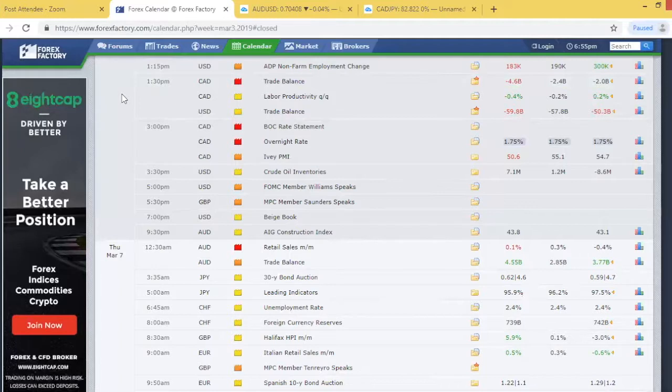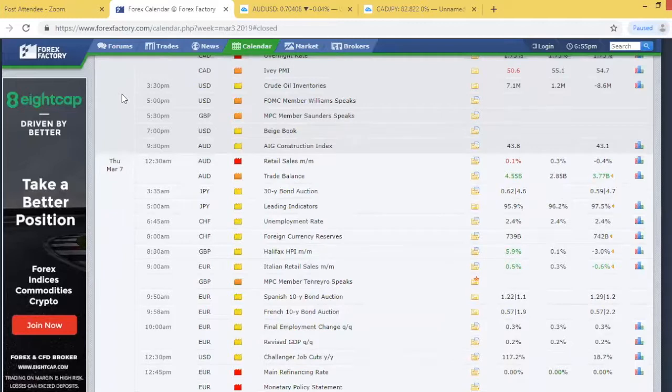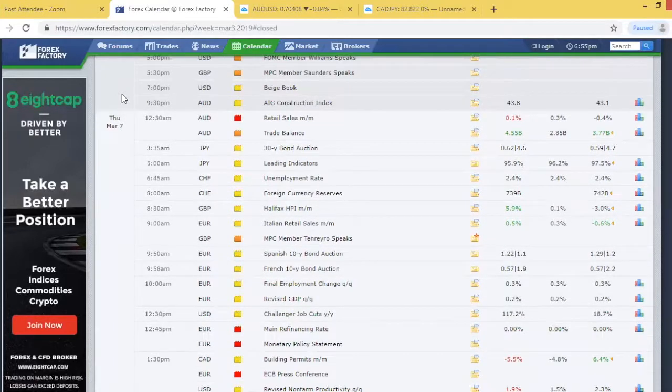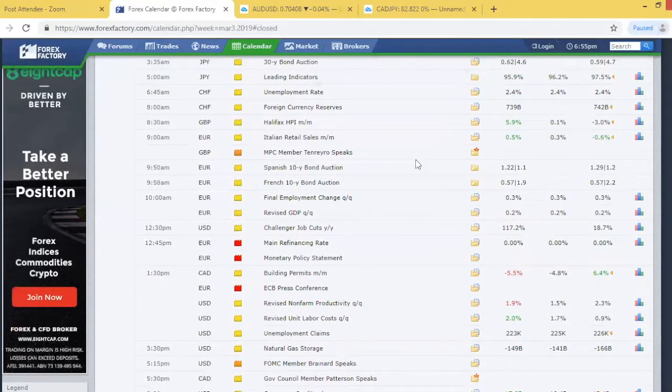Moving into Thursday, we had retail sales data for the Australian economy, retail sales month on month, missing its expectation of 0.3%, but ultimately posting a 0.5% climb from the previous figures. So, no real major development there for retail sales.